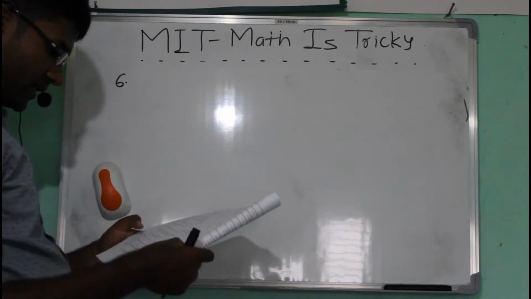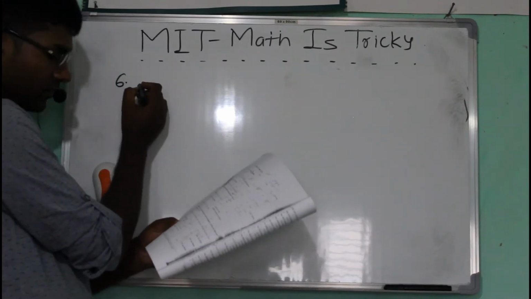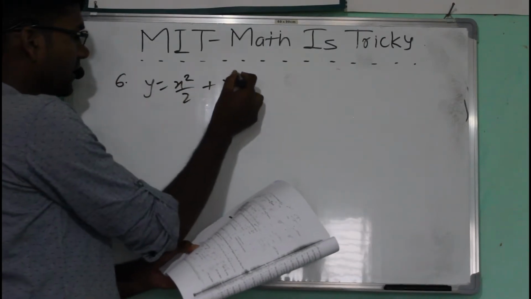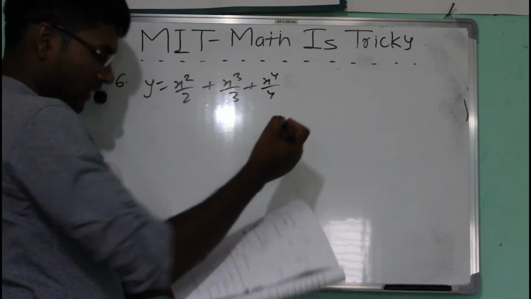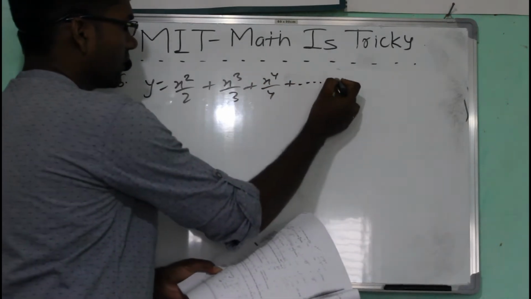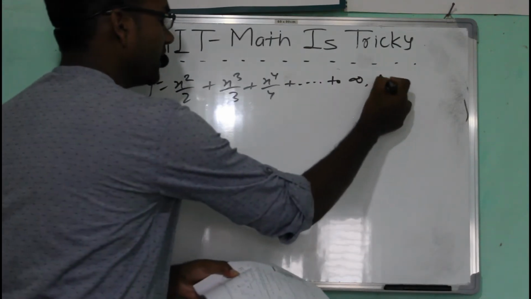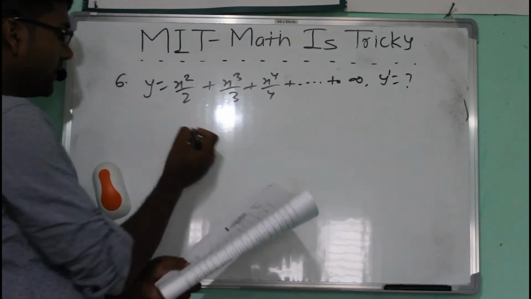Another question I'm taking from an entrance exam, a very good question. y = x²/2 + x³/3 + x⁴/4 + ... to infinity, and then we have to find y', the first derivative, equals what? Different answers are given here, the options are here.